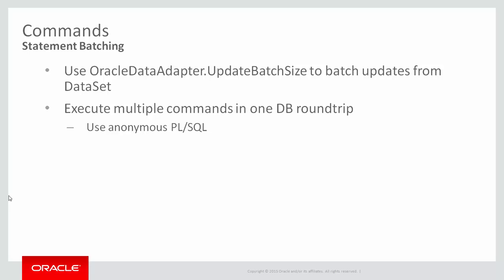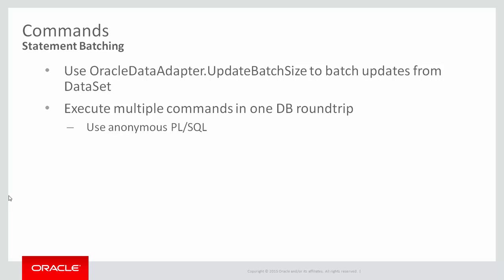Okay, the next feature I'd like to highlight is statement batching. So you can get better performance by grouping statements into 1 round trip to the database. There's a couple ways you can do that. One, if you're using the Oracle Data Adapter, you can set the update batch size so that when a data set is changed, only batches of changes are sent all at once to the database instead of 1 round trip for every row.